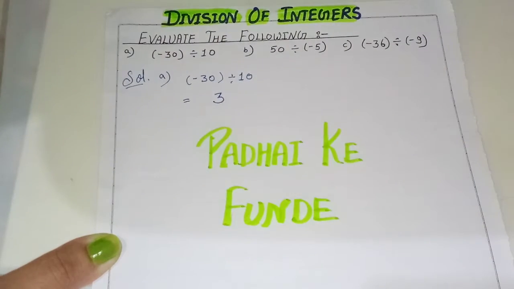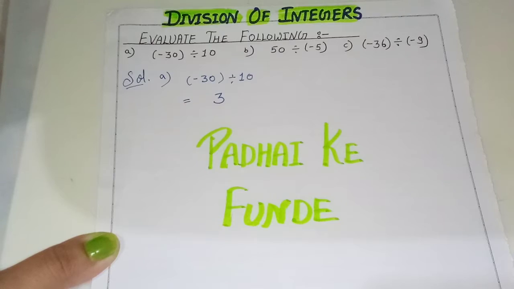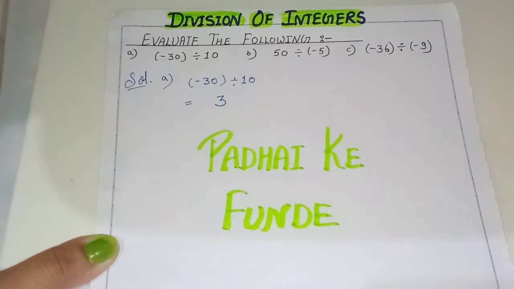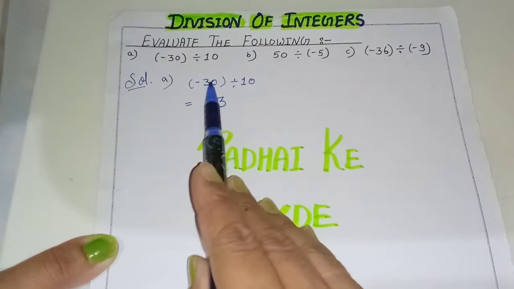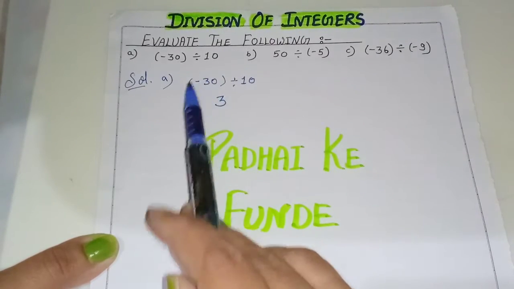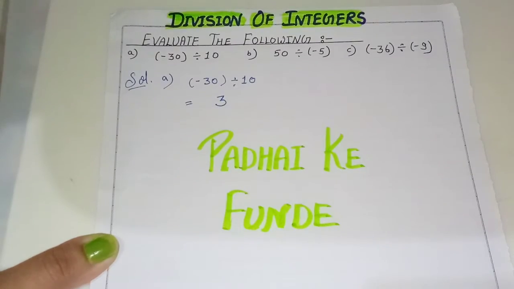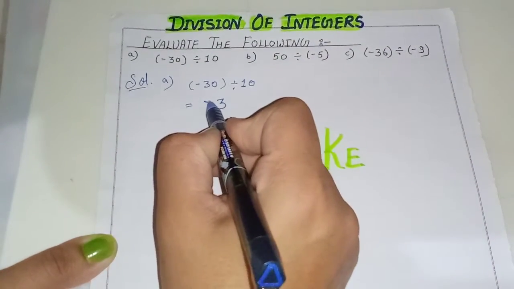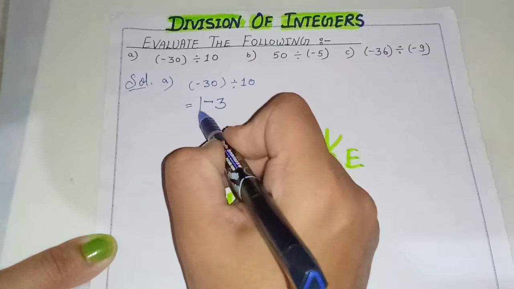But what is the difference? We just have to see that what will be the sign of the answer. So same as multiplication, the same rule is followed here. We have two numbers here. Out of these two, if any one is negative, so that one negative sign will be carried forward with the answer as it is. So our answer will be minus 3 here.